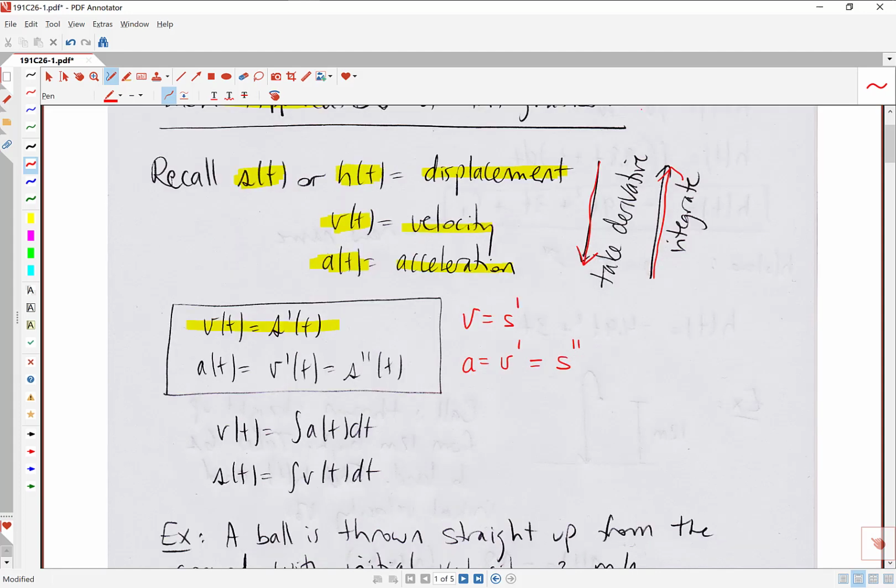We could say velocity is the integral of acceleration. So if you integrate acceleration with respect to time, you get velocity. You could say displacement is the integral of velocity. So if you integrate velocity with respect to time, you get your displacement. So let's try some examples involving displacement, velocity, and acceleration.